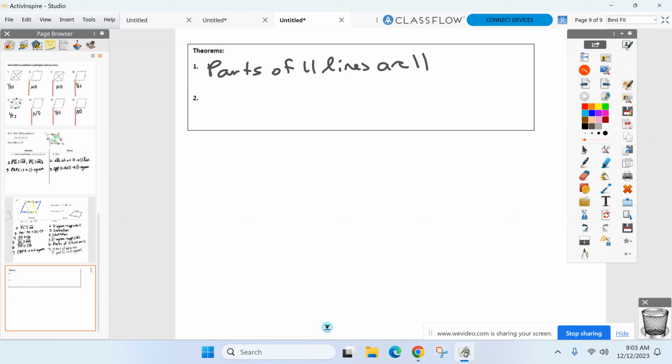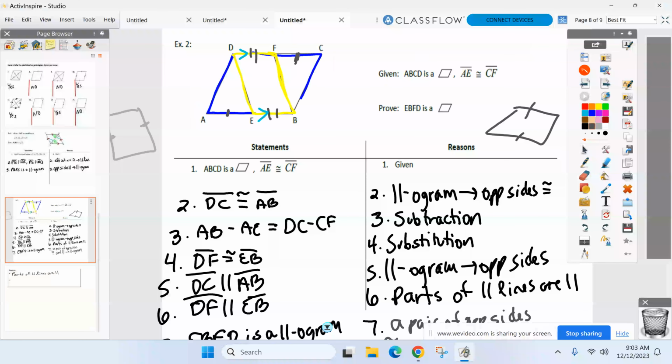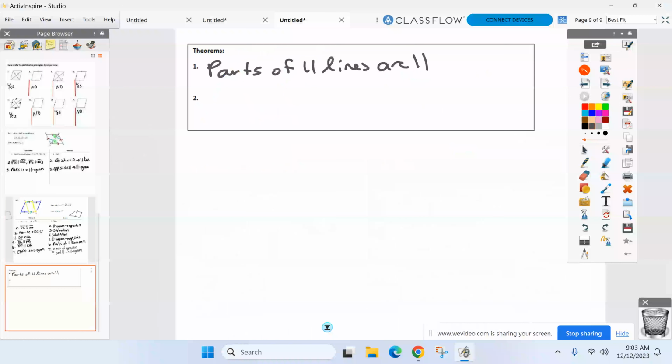So on our proof here, if you knew DF and EB were parallel, but what if I wanted AB and DC, the bigger parts? Instead, we don't use the word parts, we use the word extensions. Extensions of parallel lines are parallel, all right? So if you want the bigger pieces parallel, use extensions. If you want the smaller ones parallel, use the parts. All right, get rolling, get going.